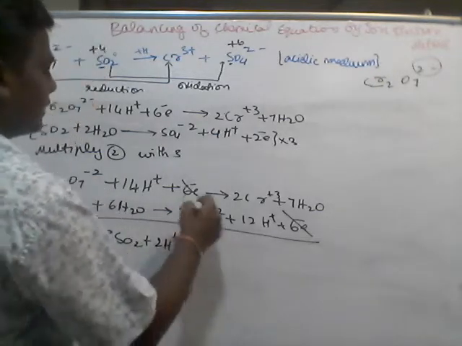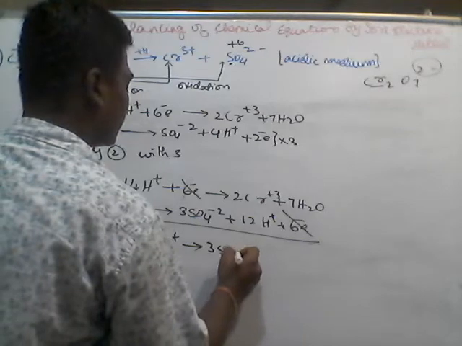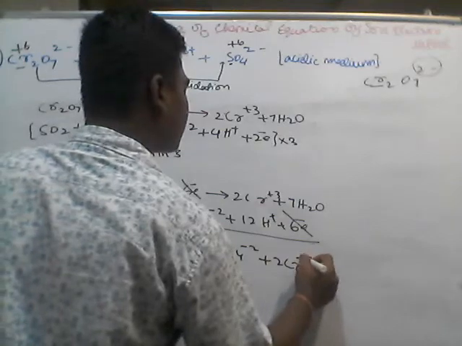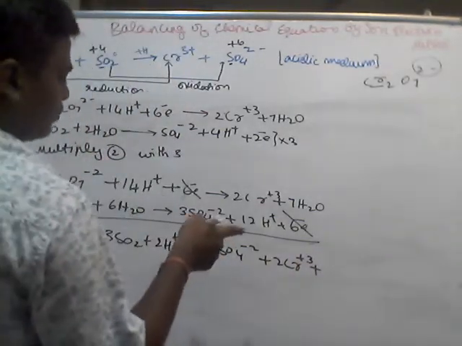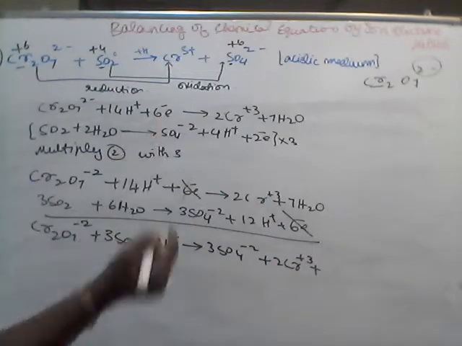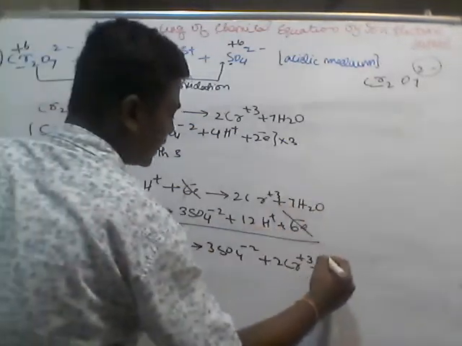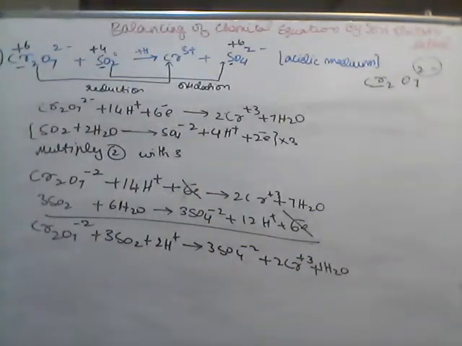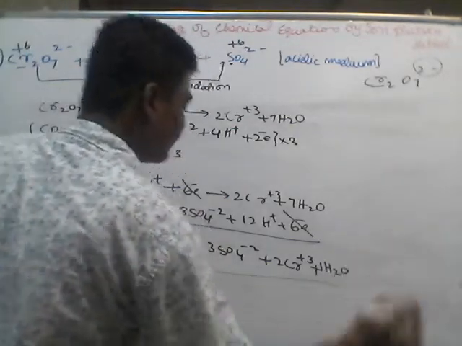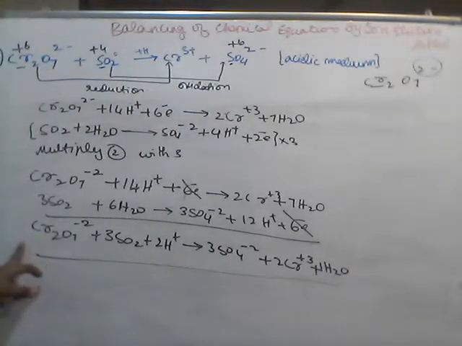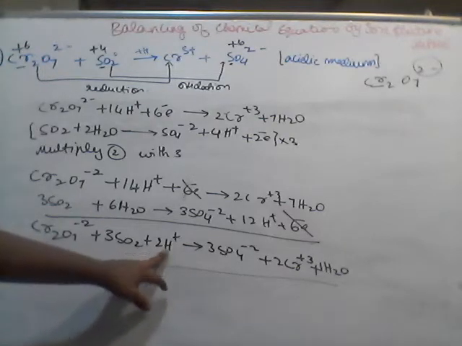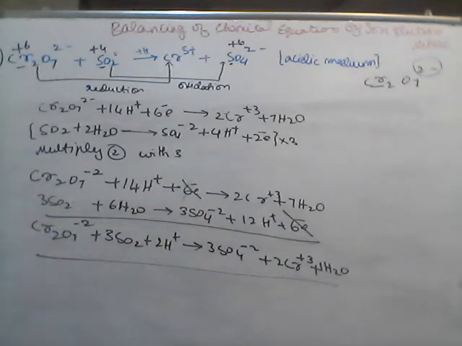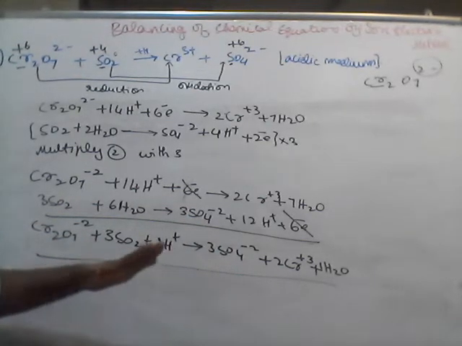2H plus gives rise to, here SO4 is uncommon, minus 2 plus 2Cr plus 3. Coming to the water molecule, H2O here, H2O here. Where more? Here more. So here how much? 7 minus 6? 1 H2O molecule. So what is the final balanced equation that we are getting? Cr2O7 minus 2 plus 3SO2 plus 2H plus gives rise to 3SO4 minus 2 plus 2Cr plus 3 plus 1 H2O. This is the final balanced equation.